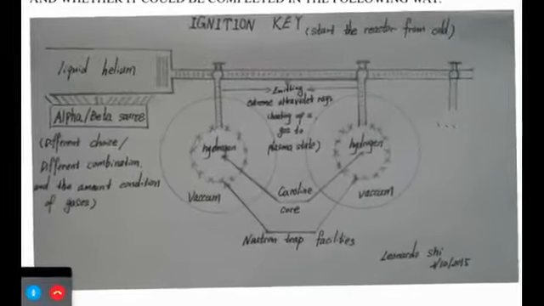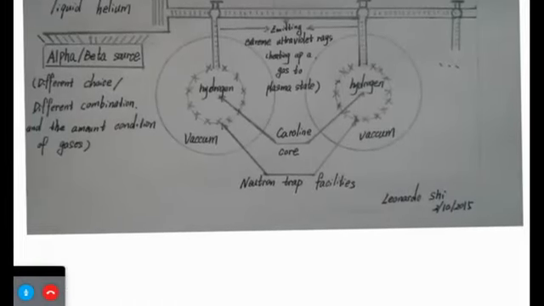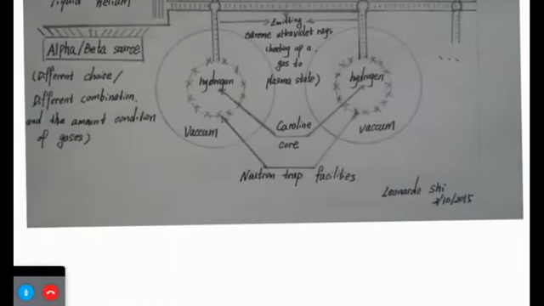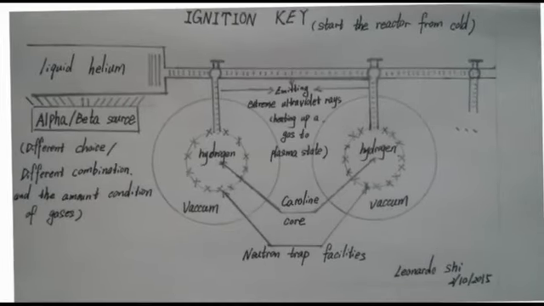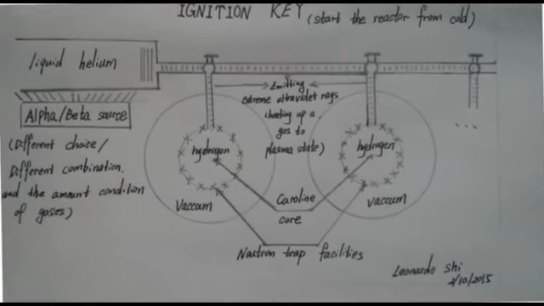And then he has this picture of what appears to be liquid helium on the left with an alpha beta source, and having that piped into a vacuum chamber with hydrogen in the middle.